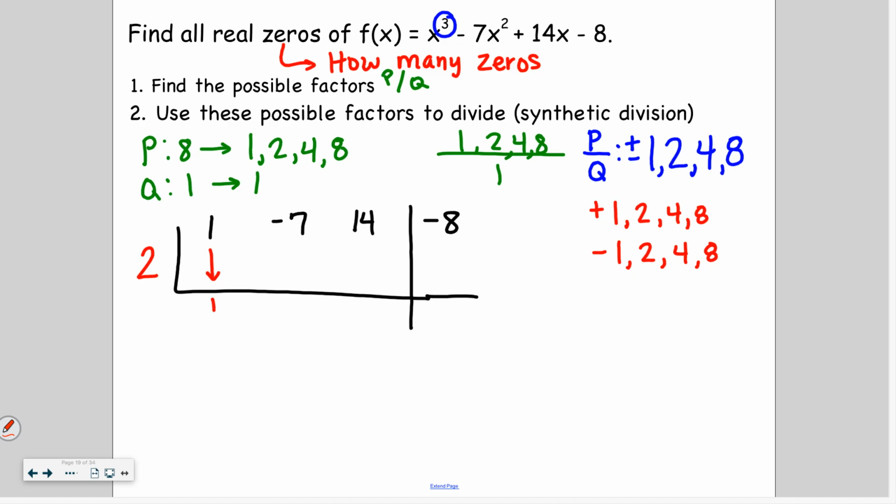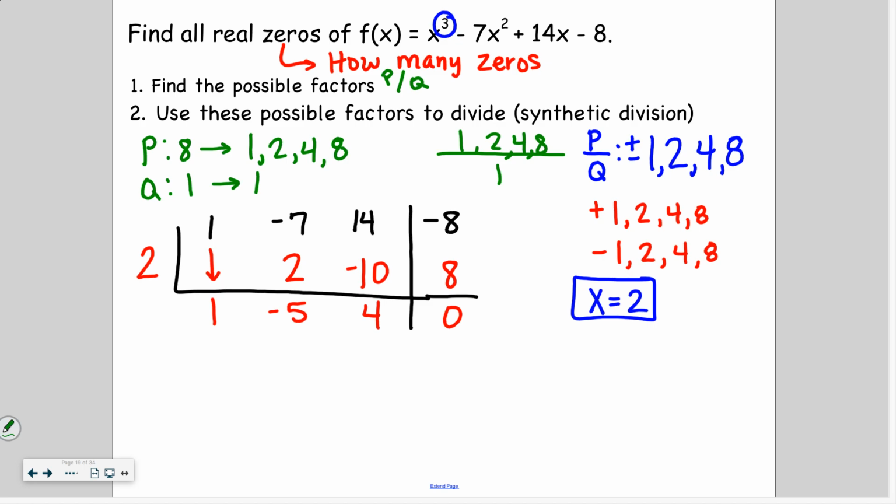So if I bring down the 1, 1 times 2 is 2. Negative 7 plus 2 is negative 5. 2 times negative 5 is negative 10. 14 minus 10 is 4. 2 times 4 is 8. Negative 8 plus 8 is 0. So that is a factor. So we are good there. So x is equal to 2. That is one of them. We need 2 more. I have 2 options at this point. Okay?